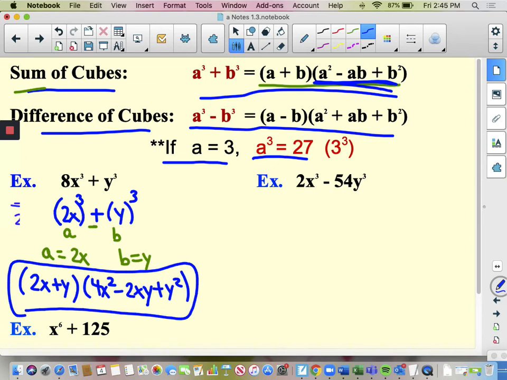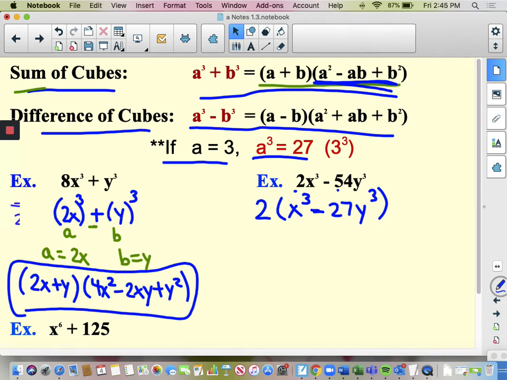Okay, I'll do one more, just to make sure you're good with this. So if you look at this example, 2 is not a perfect cube. 54 is not a perfect cube. But you can factor a 2 out, right? And then this is x cubed minus 27y cubed, and now we got perfect cubes. Okay, so now I'm doing subtraction, so this is a difference. So I'm going to follow the difference formula.